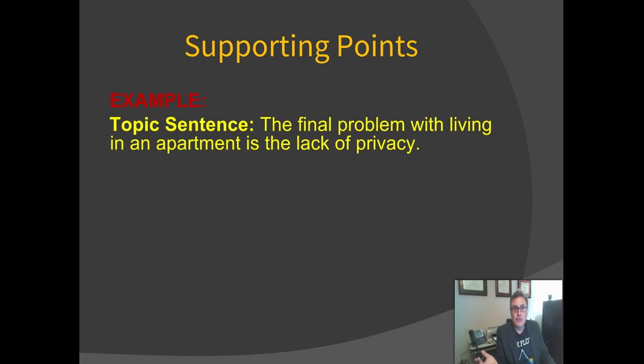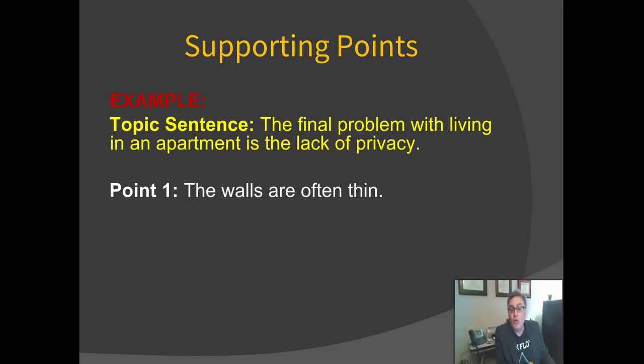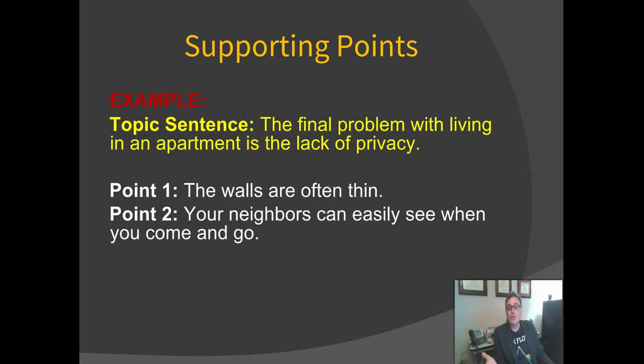All right, so help me to understand, why do you feel there's a lack of privacy? Well, one reason is because the walls are thin. If you live in a lot of apartments, you can hear your neighbors, or listen to the conversations that they are having. Your neighbors can easily see when you come and go. I used to live near a guy that every time I pulled into the parking lot, he would walk outside to talk to me because he saw my car pulling in, and I was parked right in front of where he lived, so he would come out and chat.